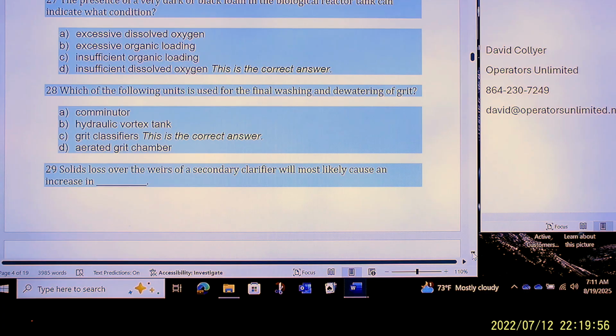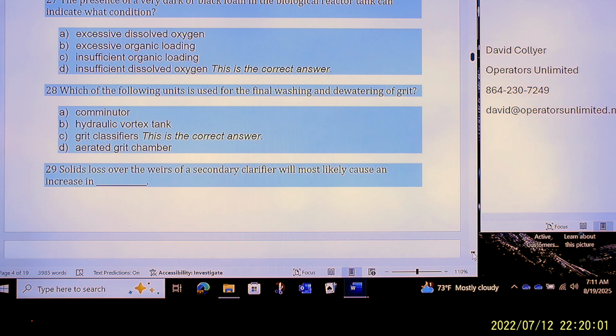Number 27, the presence of a very dark or black foam in the biological reactor tank can indicate what condition? Excessive dissolved oxygen, excessive organic loading, insufficient organic loading, insufficient dissolved oxygen. The answer to 27 is D, insufficient dissolved oxygen.